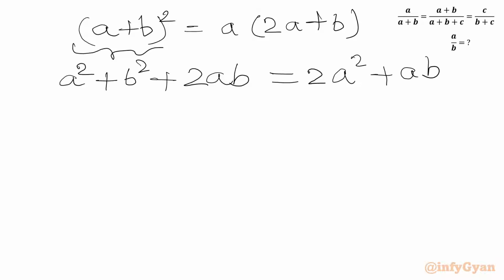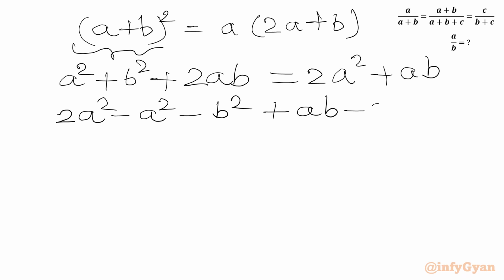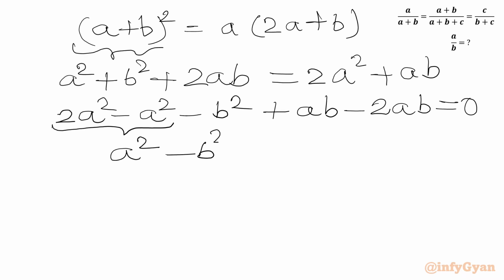Now we will take all the terms to RHS. So we can write 2A square minus A square, then minus B square, then AB minus 2AB equal to 0. Now 2A square minus A square is A square. Then we will write minus B square. AB minus 2AB will be minus AB equal to 0.